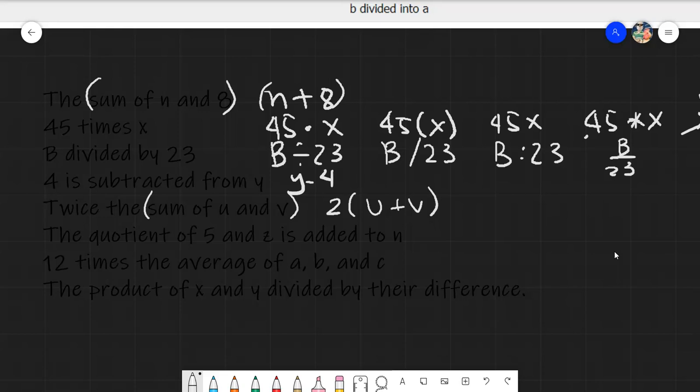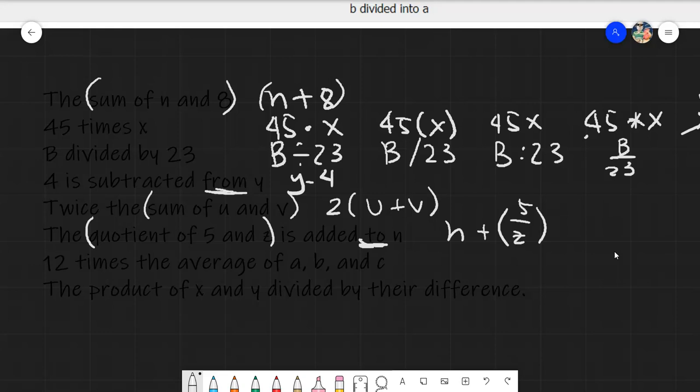Okay, next one. The quotient of 5 and Z, so you will notice here, this is one group, is added to N. Added to. When we talk about to and from, the term after that preposition would come first. So that would be N. Plus, we have the quotient of 5 and Z. This is considered as one group. Therefore, they would be together in a parenthesis. So we have quotient of 5 and Z. Okay? Practice makes perfect when it comes to this case. It's okay to commit mistakes.